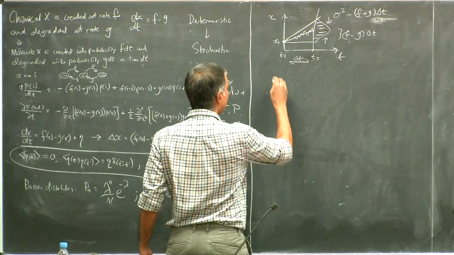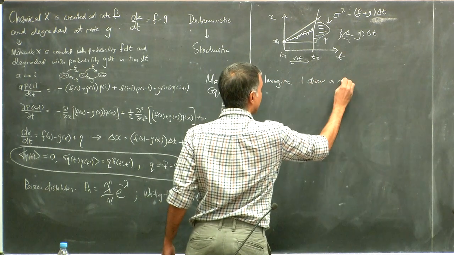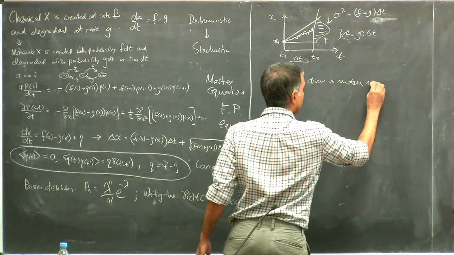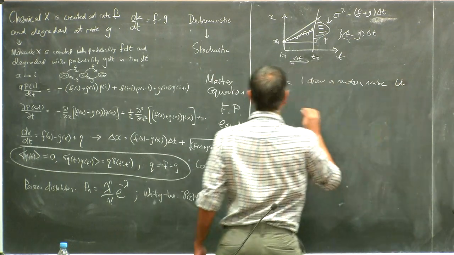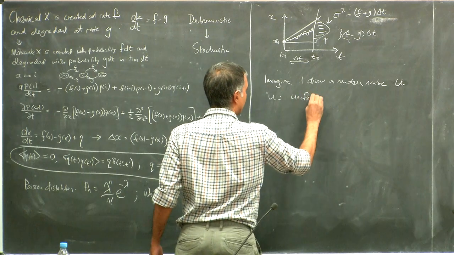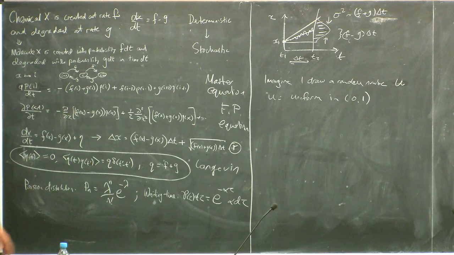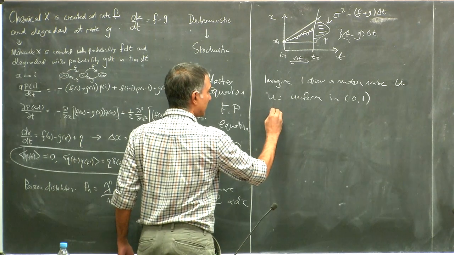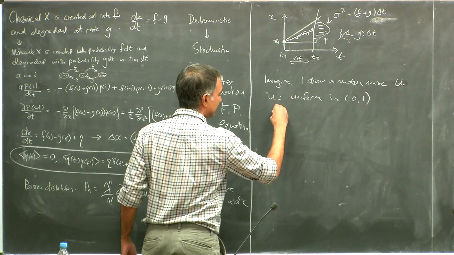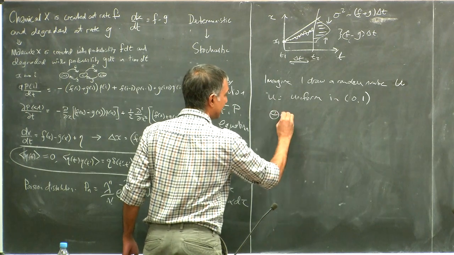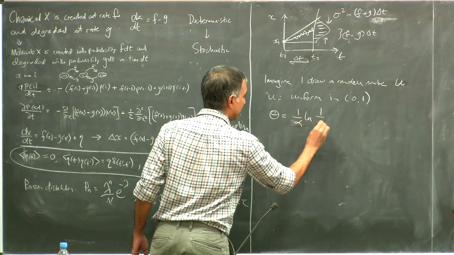Imagine I draw a random number, let's call it U. U is uniform in 0 to 1, right? So I just draw U, and then I make a transformation, and I say the variable theta is 1 over alpha natural log of 1 over u.